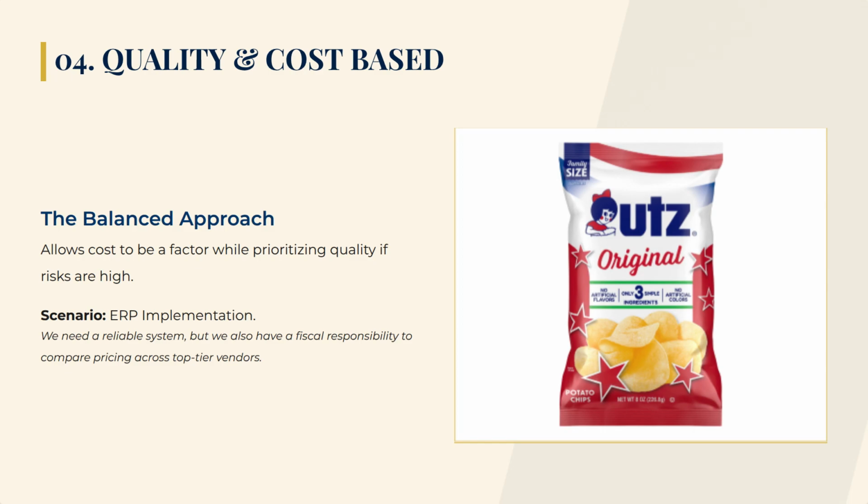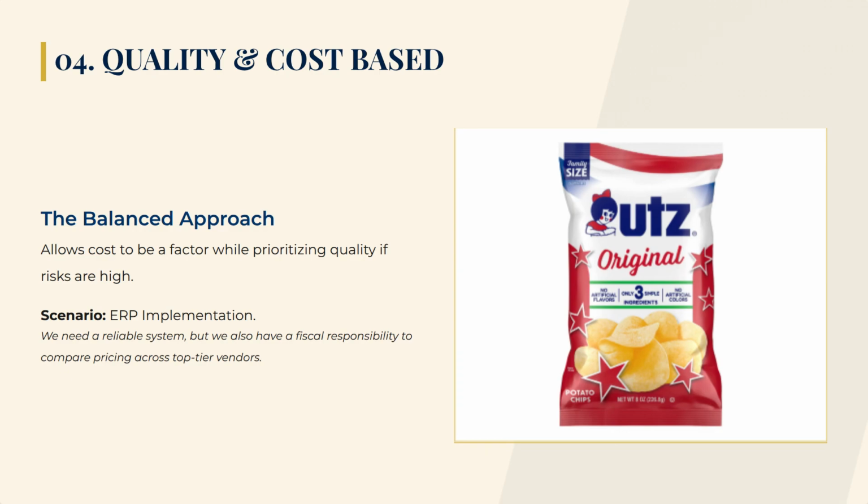In the real corporate world, we usually have to balance our desire for excellence with our financial reality. That's where the quality and cost based method comes in. This is the most common corporate selection method. It allows both quality and cost to be factored into a weighted scoring system. For example, a 70% weight on technical capability and a 30% weight on price.